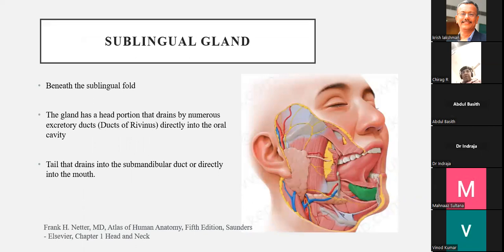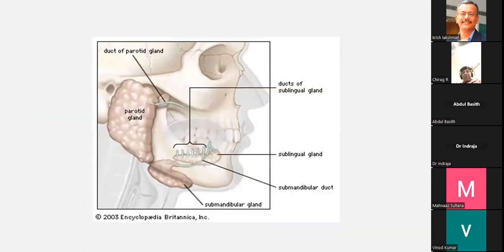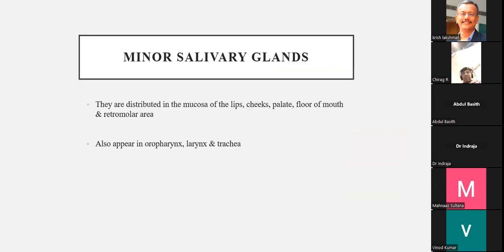Sublingual gland is present beneath the sublingual fold. It has a head portion that drains through numerous ducts into the oral cavity, and the tail portion which drains either into the submandibular gland or directly into the oral cavity. There are about 750 minor salivary glands distributed in the mucosa of the lips, cheeks, palate, floor of the mouth, and retromolar area. And sometimes these also appear in the oropharynx, larynx, and trachea.